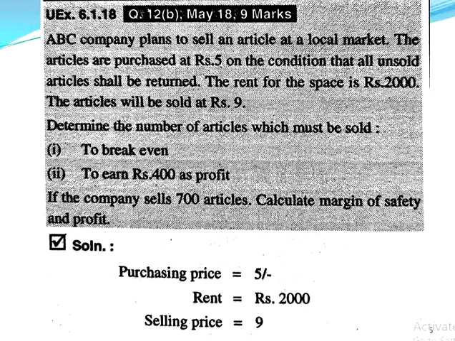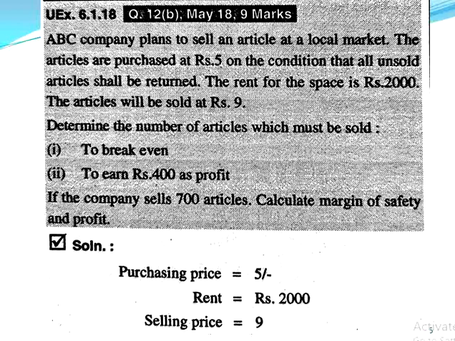The rent for the space is 2,000. So indirectly this is fixed cost. The article will be sold at rupees 9. So this is our selling price. Determine the number of articles which must be sold to break even and to earn 400 rupees profit. If the company sells 700 articles, calculate the margin of safety.